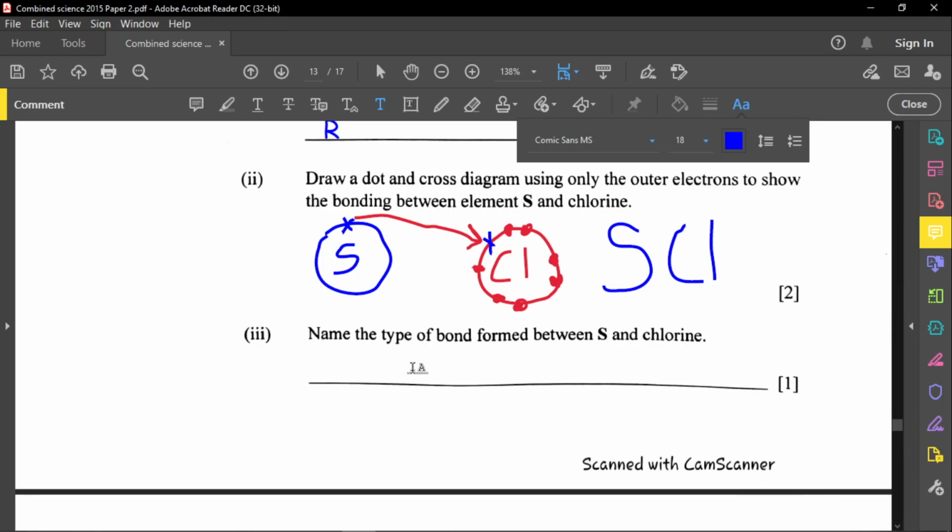All right, so again, the type of bond that is formed right here is an ionic bond, and it's between a metal and a non-metal. So this bond is an ionic bond.